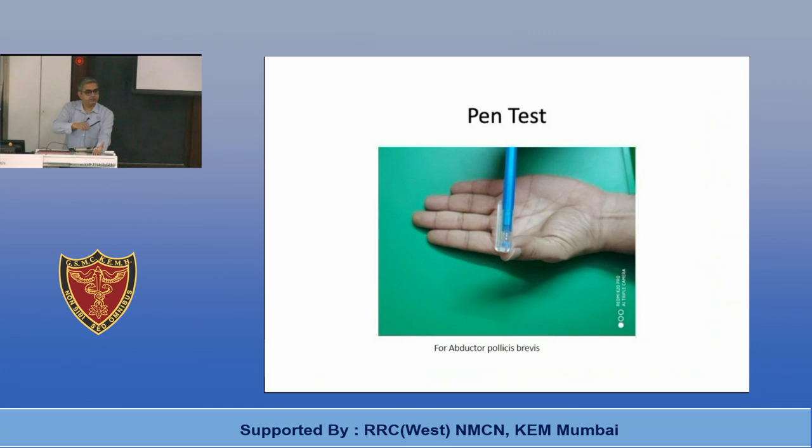Then the question is, there is also abductor pollicis longus, supplied by the radial nerve, which can do abduction. So how do you test? But there is a medial rotation. When you try to touch the pen, the thumb also goes into medial rotation, which is not done by abductor pollicis longus. It only does abduction. So abductor pollicis brevis does abduction along with medial rotation of the thumb. That is differentiated through the pen test.